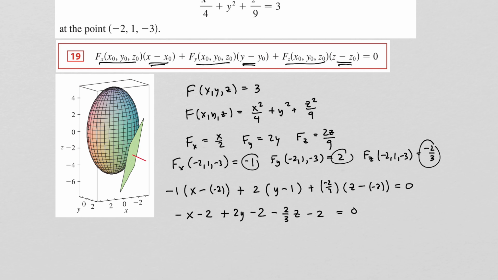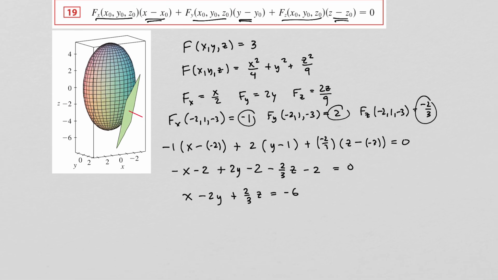Or if we move stuff over to the other side and make it look a little bit nicer, I can say x minus 2y plus 2/3 z is equal to -6. And if you want, you can clear the fraction there. That's really kind of up to you. I do think it looks a little nicer if we multiply everything by 3 here. And this is the tangent plane to that level surface.